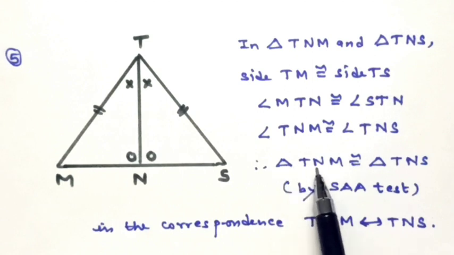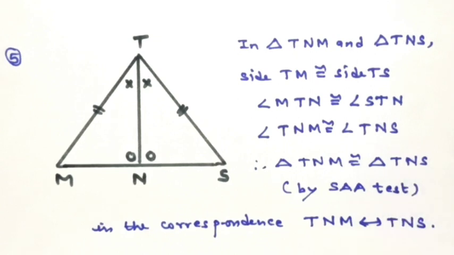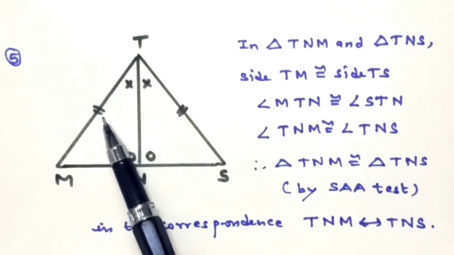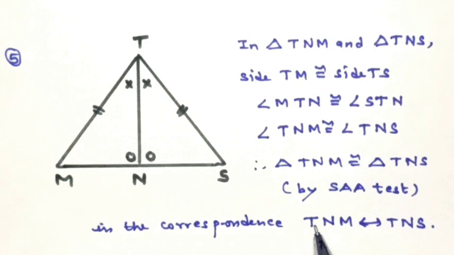Therefore triangle TNM is congruent to triangle TNS by SAA test. Here this side is a non-included side. Here, non-included side. In the correspondence, T goes to T, N goes to N, but M goes to S, or M corresponds to S. Thus you got the sufficient conditions to prove the given two triangles congruent by using the test.